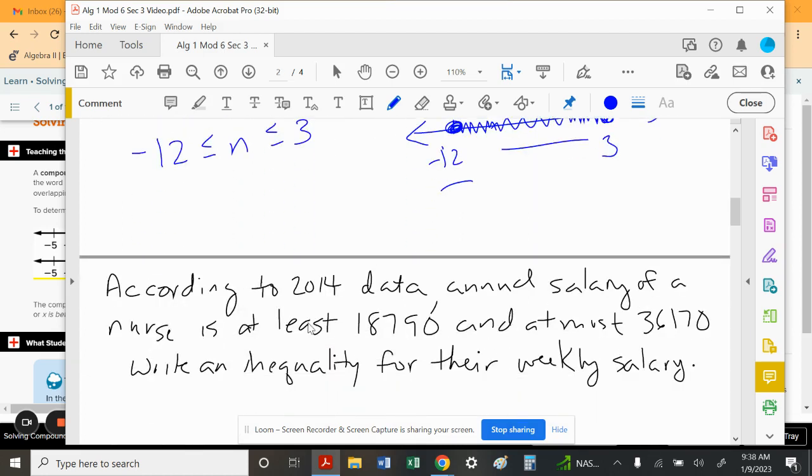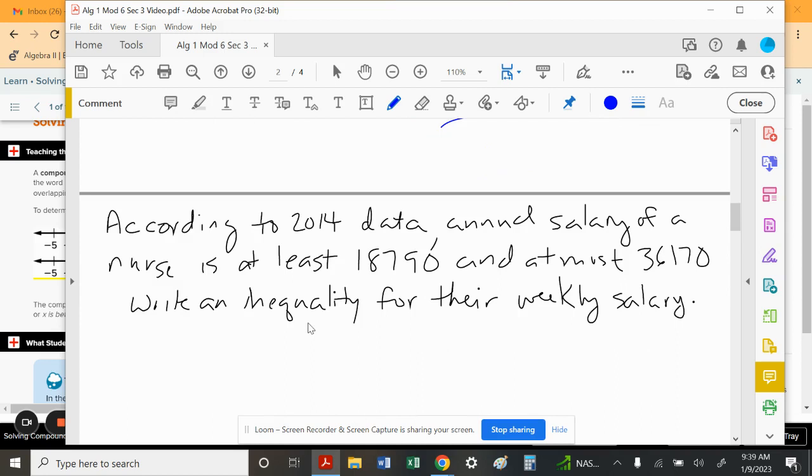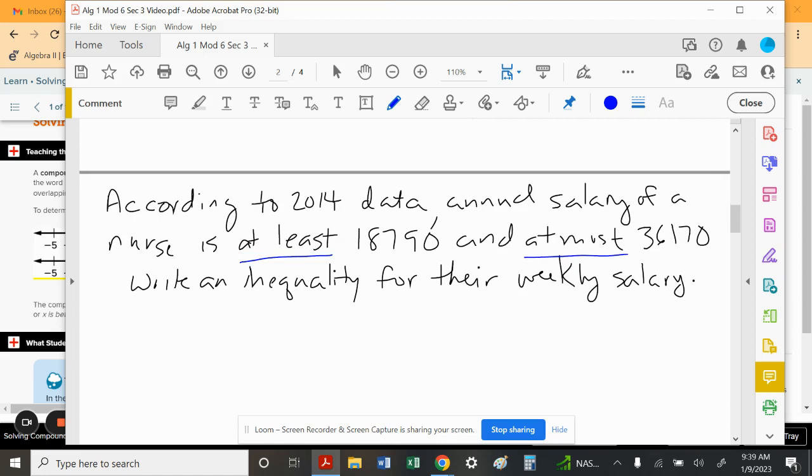Okay, now I think we have one more problem with an inequality. So according to 2014 data, the annual salary of a nurse is at least, so here we go. Remember that we're going to see these words here, at least and at most. I know I talked about them in the last section. So at least 18,790, and at most, in this particular case, 36,170. Write an inequality for their weekly salary. So notice this is their annual salary.